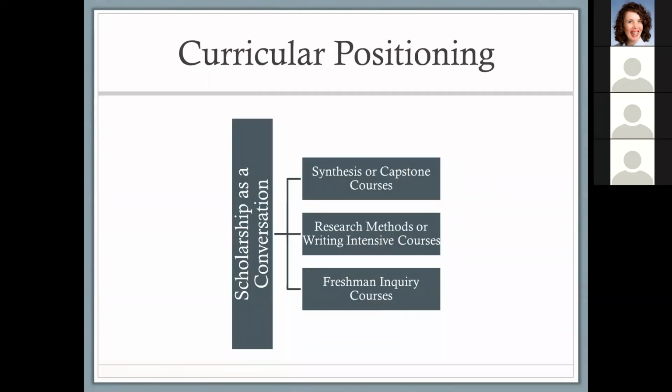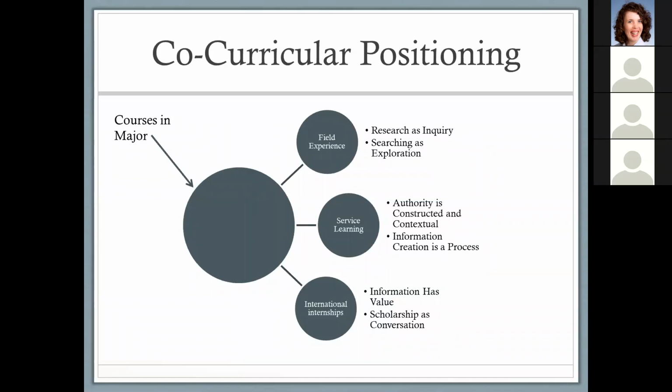To back up from that a little bit, we could also think about the framework in terms of curricular positioning in the undergraduate curriculum. If we were to work with, say, the frame scholarship as a conversation, there could be a way of integrating that, and institutions are doing that, say in freshman inquiry courses, where students are given particular kinds of assignments that help them understand how scholars influence each other. That could be built on in research methods or writing-intensive courses, and then, depending on the structure of a particular institution, in synthesis or capstone courses as well. I've even thought that for many institutions, in co-curricular positioning, the framework could work in field experience settings with particular frames, with what we call service learning, where students are doing community-related projects, or even with internships in an international setting.